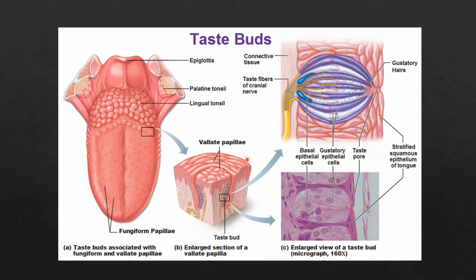Coming to taste buds. Taste buds are located on the epithelium of the papillae. Except for the filiform papilla, the remaining circumvallate, fungiform and foliate papillae all have taste buds, but the filiform papilla is devoid of taste buds. So this is the structure of a taste bud.